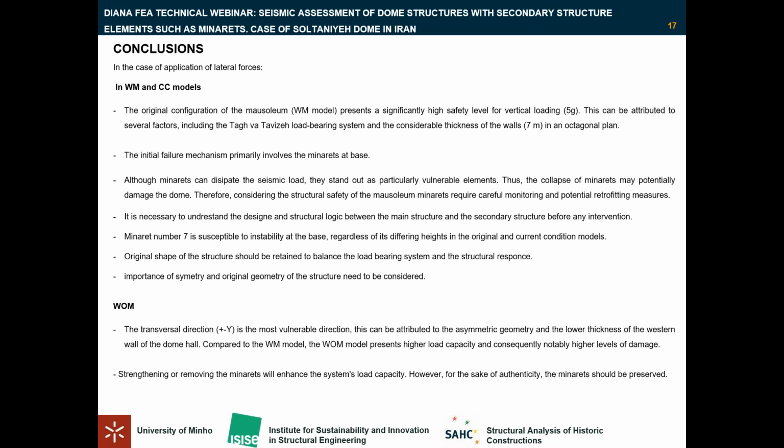We saw that in the model without minaret, the transversal direction, it means the y direction, is the most vulnerable direction, especially the positive y. This can be attributed to the asymmetric geometry and lower thickness of the western wall of the dome hall. Compared to the with minaret model, the without minaret model presents higher load capacity and consequently notably higher level of damages.